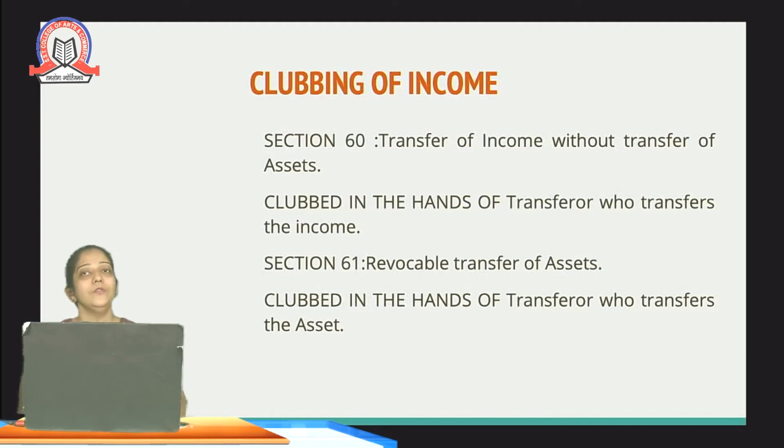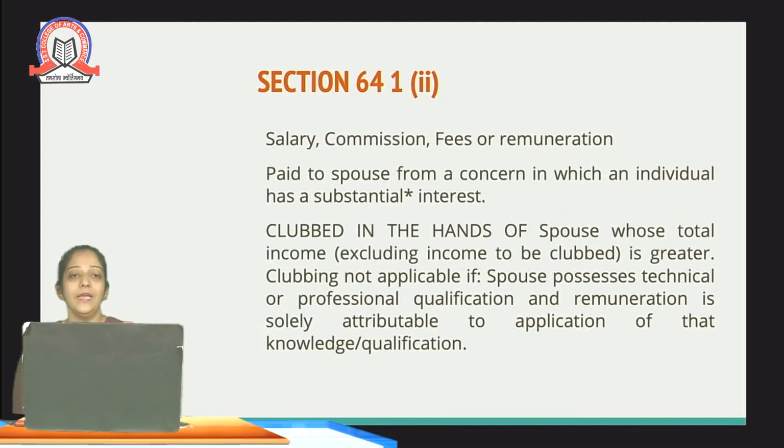Now which amount of income will be clubbed under this head? We have section 60, which is transfer of income without the transfer of asset. If, for example, the asset is not transferred in the name of another person but the income is given to that person, that is also clubbed under this head. It will be clubbed in the hands of the transferor who has transferred this income. Section 61 states the revocable transfer of assets, and a revocable transfer includes income which is clubbed in the hands of the transferor who transfers the assets.